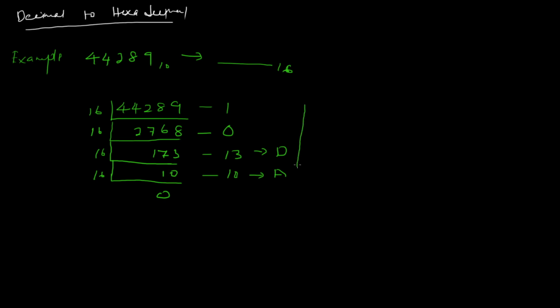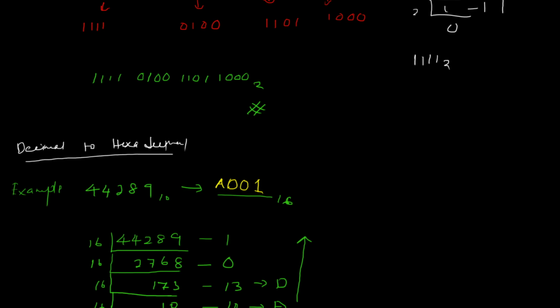So you should be reading your value from bottom to up. Now you can fill up the answer as A, D, 0, 1. So that is your answer. Direct conversion from decimal to hexadecimal. It's a straightforward process, guys. Nothing to worry.